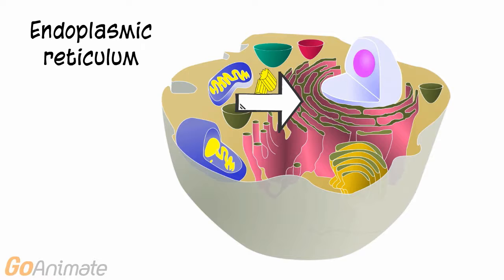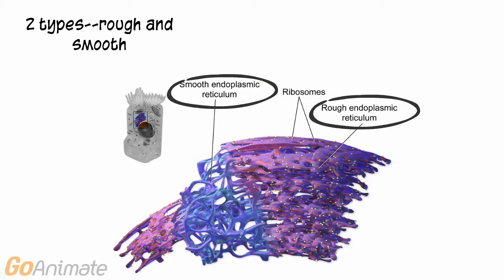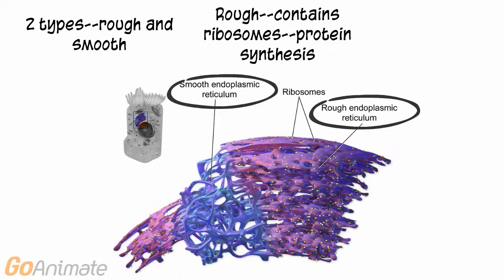Let's take a closer look at the endoplasmic reticulum. There are two types of endoplasmic reticulum, rough and smooth. Rough endoplasmic reticulum contains ribosomes for making proteins. Smooth endoplasmic reticulum does not contain ribosomes and is for lipid synthesis.